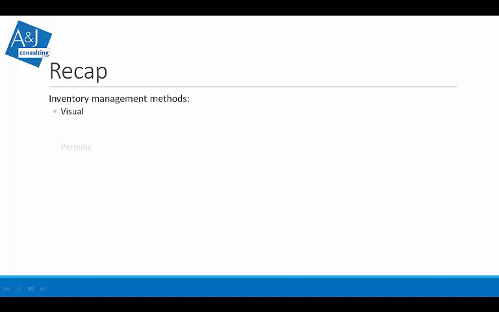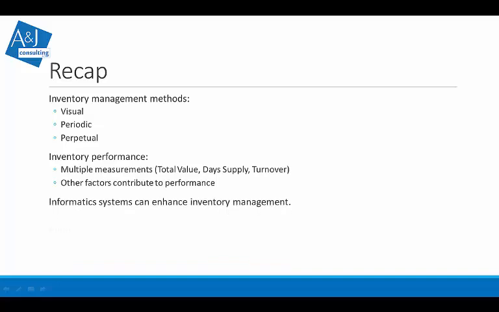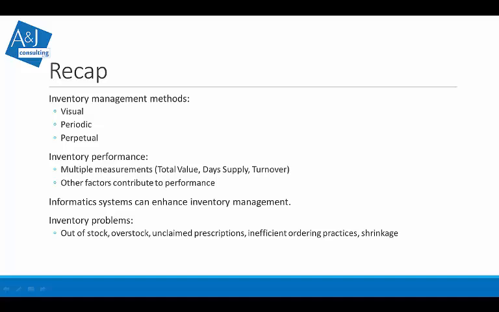Some of the methods that we talked about, the visual, periodic, and perpetual methods, thinking about how each one of those can be good and bad. Also, inventory performance measures, where you really need multiple measurements. We talked about value, day supply, and turnover, but also other factors that contribute to performance. We mentioned informatics systems that can enhance inventory management. And we touched on some inventory problems, mainly the common ones like overstock, out of stock, and unclaimed scripts. And then we talked about secure inventory management and trying to reduce shrinkage.